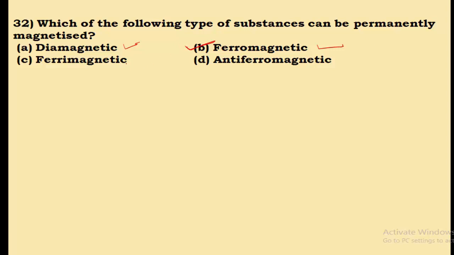And the remaining, ferrimagnetic, what does it represent? Here the domains are aligned unequally in parallel and anti-parallel directions. Antiferromagnetic, the domains are arranged how? Compensatorily in opposite directions. So the net magnetic moment will be 0. So option B is the right one.